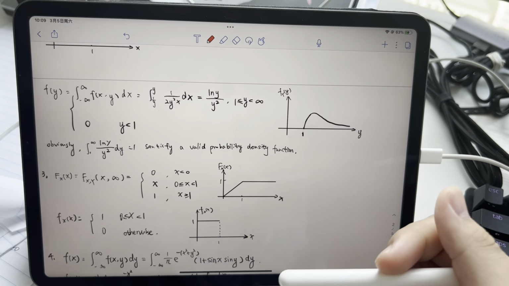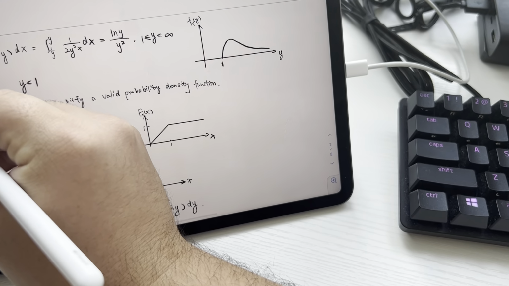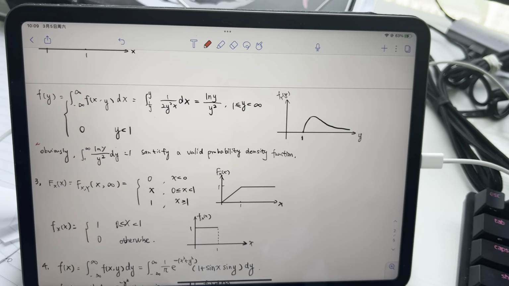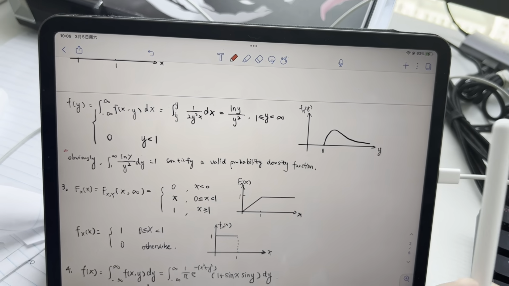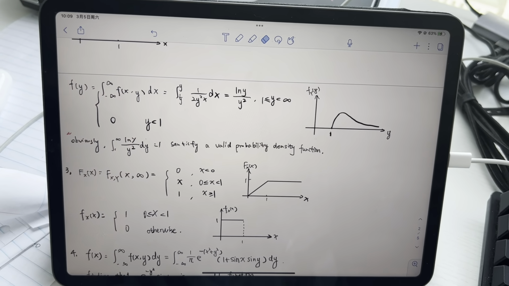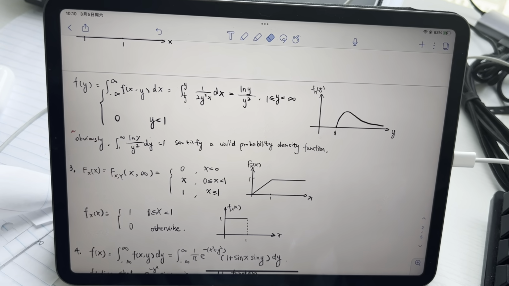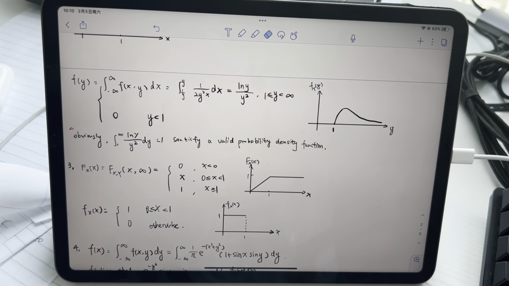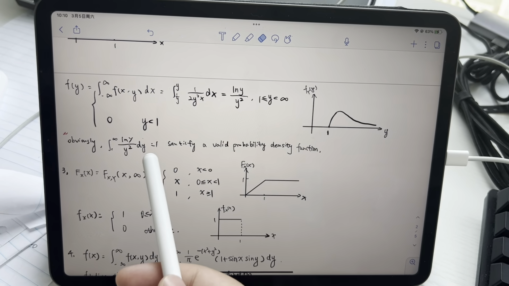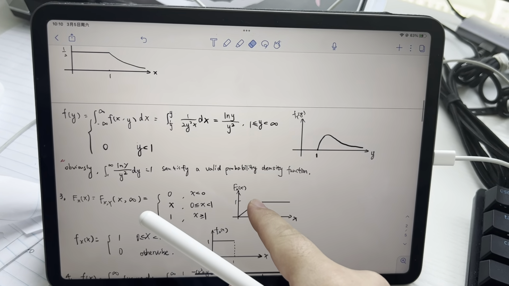The fourth question is that it led us to verify fx and fy are valid density functions. We just use the integral formula to calculate the cumulative probability of fx and fy. So we could get this is equal to 1, so it's valid. And from here, this is equal to 1, so fy is also valid.